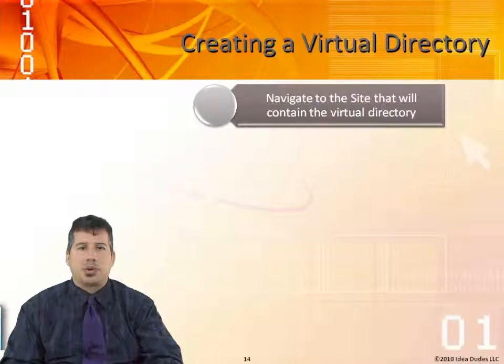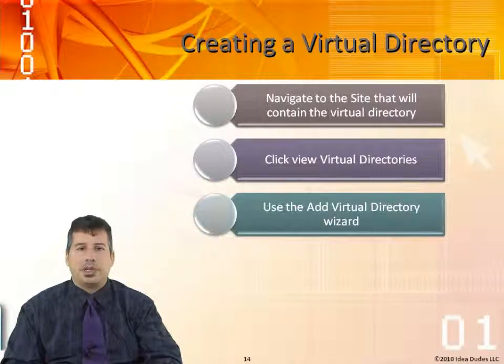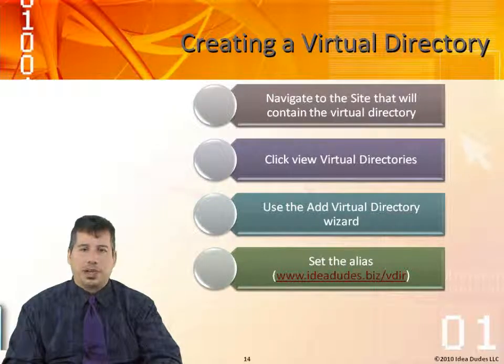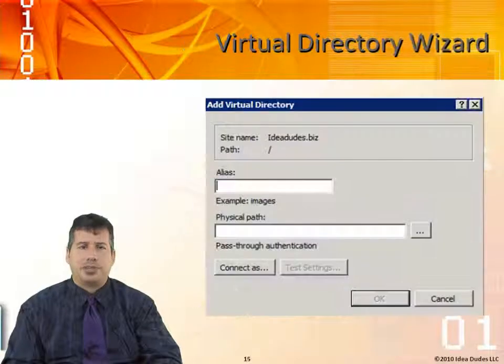Now, creating a virtual directory, we navigate to the site that will contain the virtual directory. We click View Virtual Directories, use the Add Virtual Directory wizard, and set the alias. So here we have an example of www.ideadudes.biz/VDIR, which is my virtual directory name. Assign a content path and the authentication.